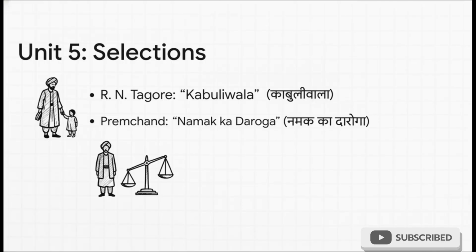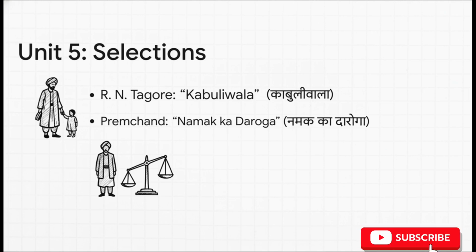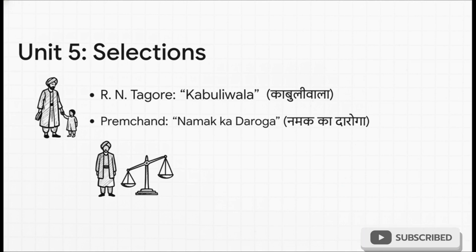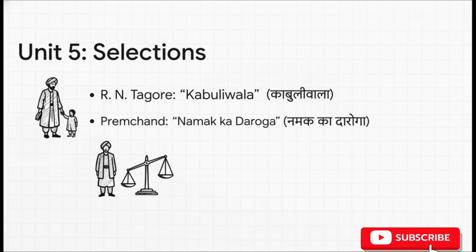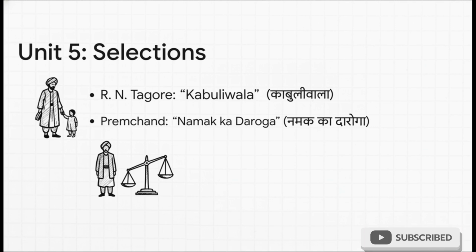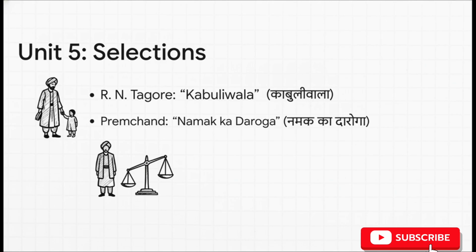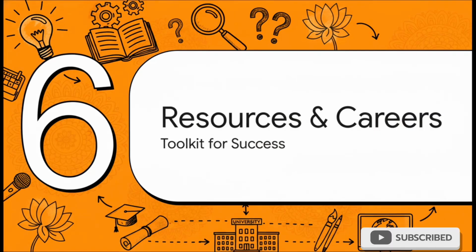This unit features two absolute giants of Indian literature. First, we have Rabindranath Tagore's heartwarming and beautiful story Kabuliwala, which explores themes of human connection that go way beyond cultural boundaries. Then, we have Premchand's Namak Ka Daroga, which is just a powerful tale about integrity and morality. These stories will lead us into some really great discussions about individualism, ethics, and what it means to be human in the modern world.